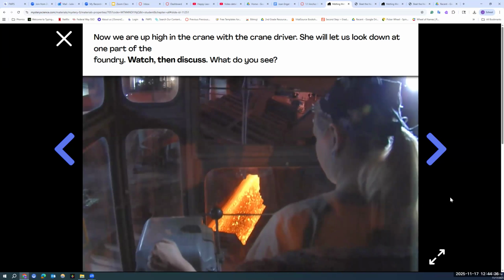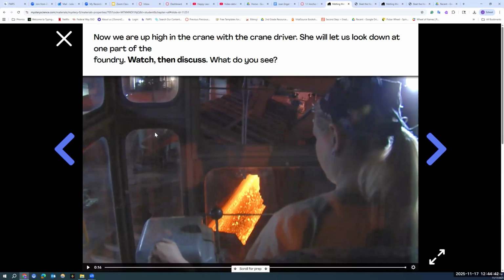So I saw that she moved her crane across the foundry. I can also see the molten lava of metal down there that would be very hot. And I noticed that there is a big shield up here to protect her and the building from the heat of the metal down there.